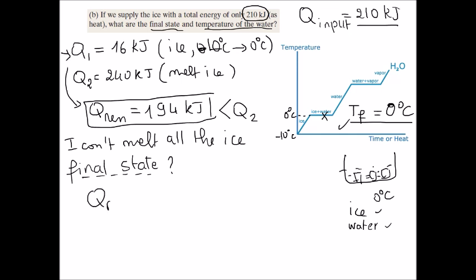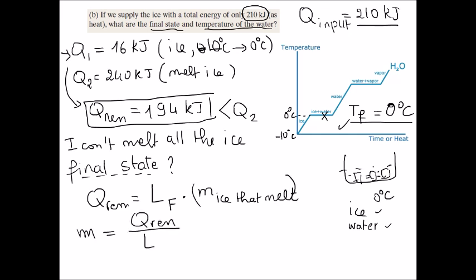Right, that Q remaining will be used for fusion. So latent heat of fusion times the mass. Which mass? The mass of the matter that was formed, the mass of ice that melted. Q remaining divided by latent heat of fusion of water, so 194 divided by 333 kilojoules, this will give you 583 grams. So this is the mass of ice that melts.